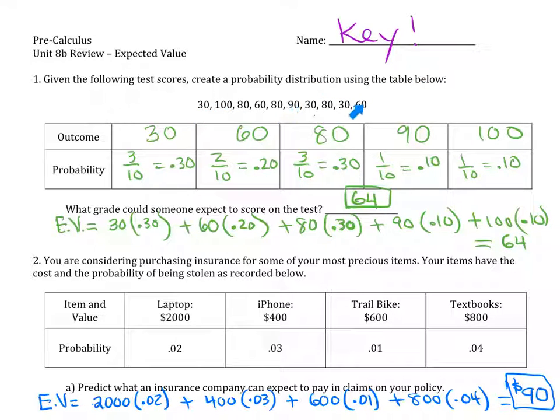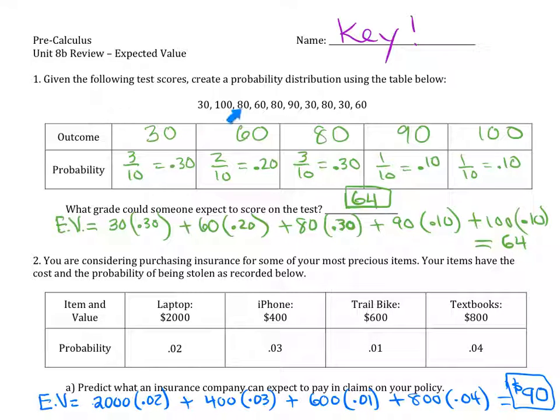Well, there are 10 numbers listed here, and we know that 30 is listed 1, 2, 3 times out of 10. And that 30 is the smallest number, so we're going to list that first in our table. 30 occurs 3 out of 10 times, and that is 30%. The number 60 occurs 2 times, so that's 2 out of 10 or 20%.